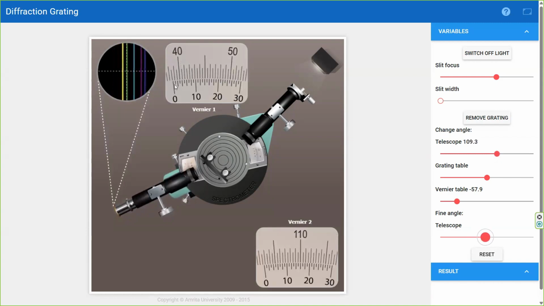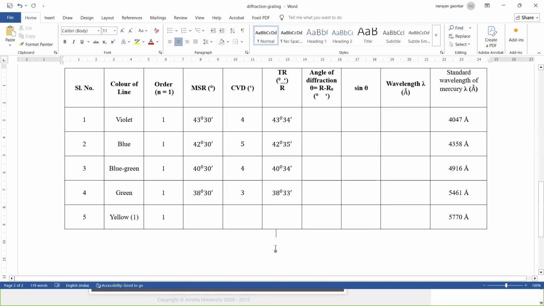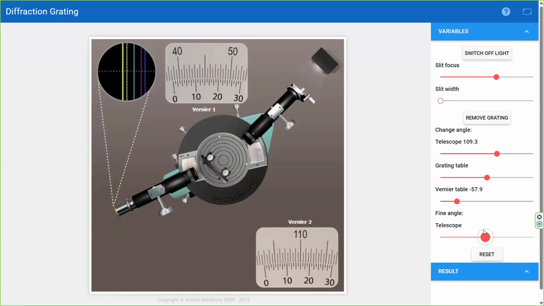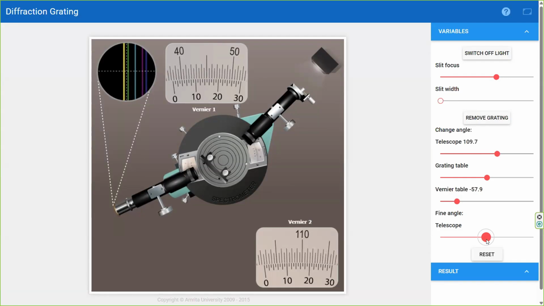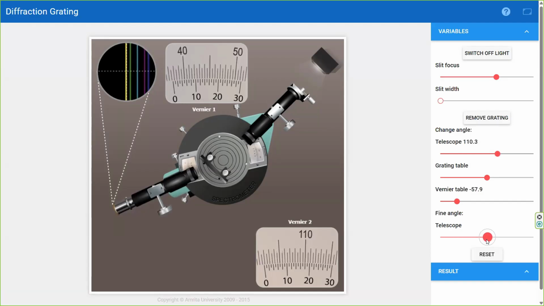This is 37 degree 30 minute. And again, the coinciding division is 2. I have entered the reading for the yellow line. Now I have taken the direct reading as well as the reading for 5 different lines of the Mercury, and this is the position of the telescope. And the direct reading is observed here.